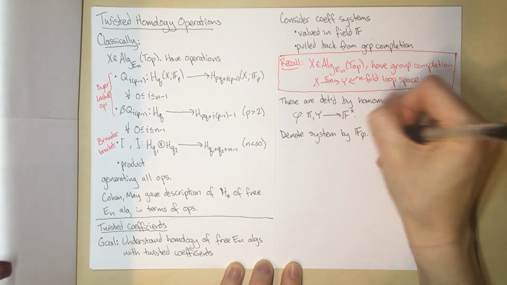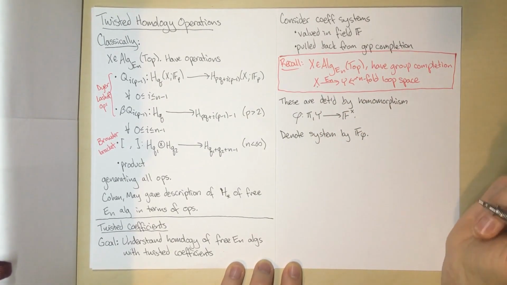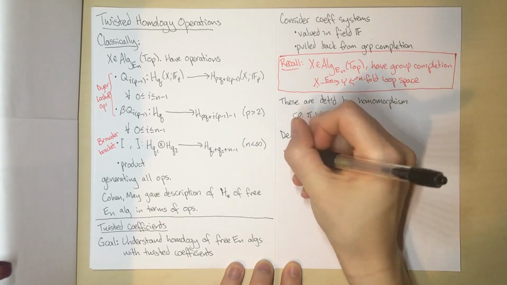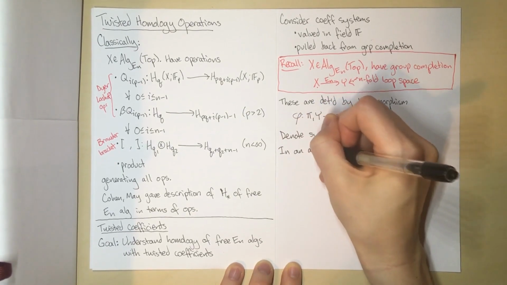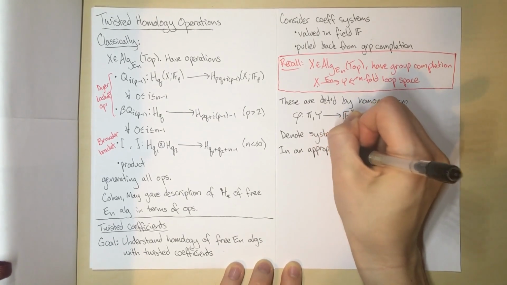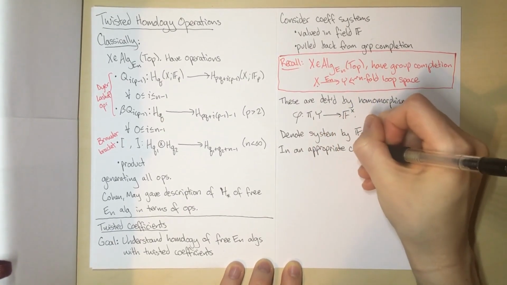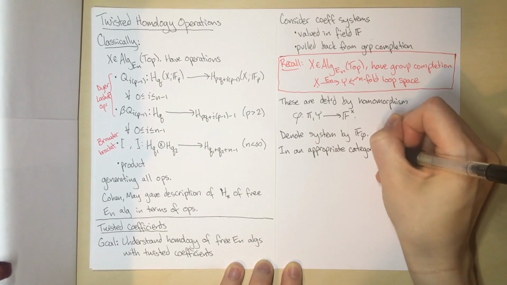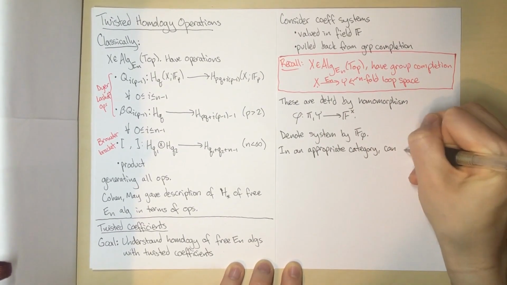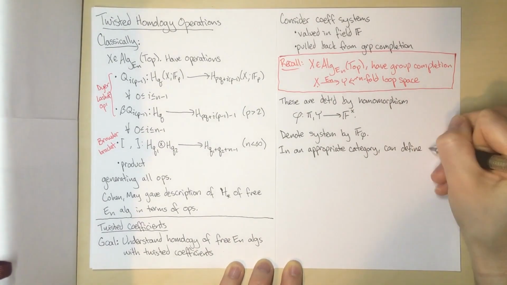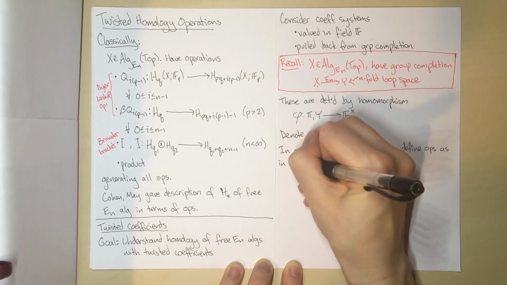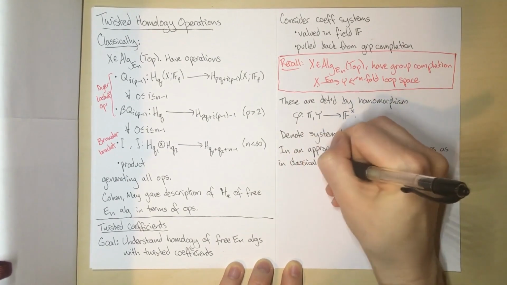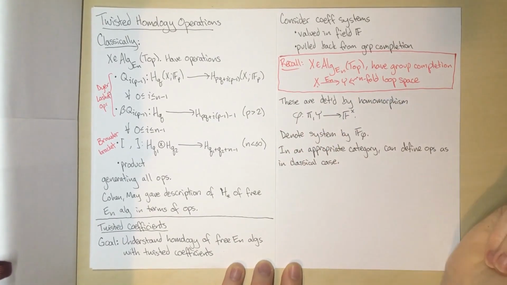So we'd like to define operations on the homology of X with coefficients in F phi. And I don't really have time to get into that in a 20-minute talk. So let me just say that in an appropriate category, I should of course say what that means, but in an appropriate setting, one can easily define operations as one does in the classical case. So there are no new ideas there once you get the setting right.